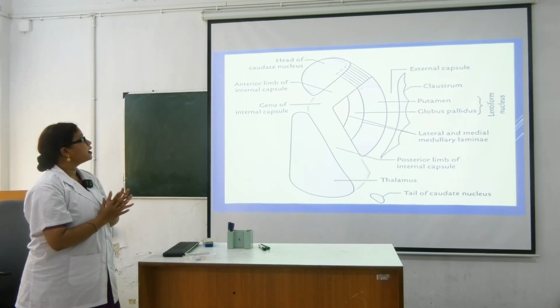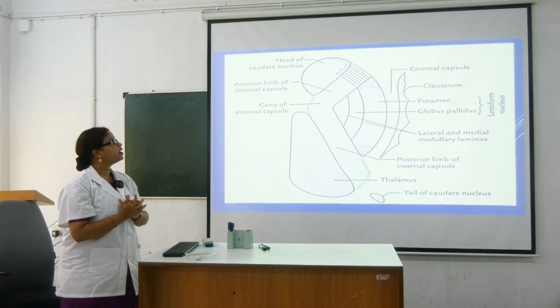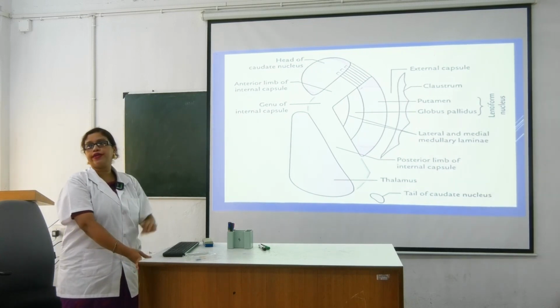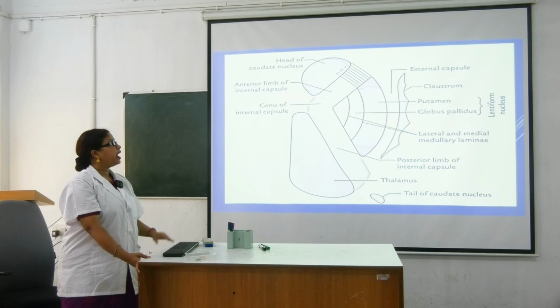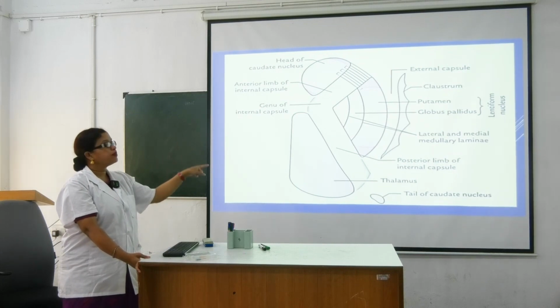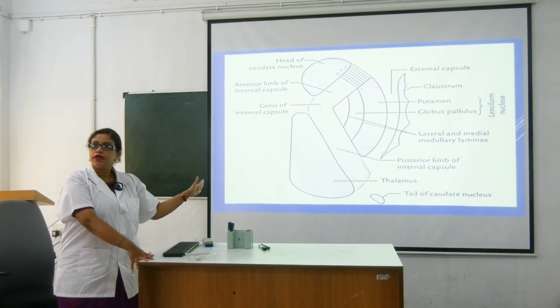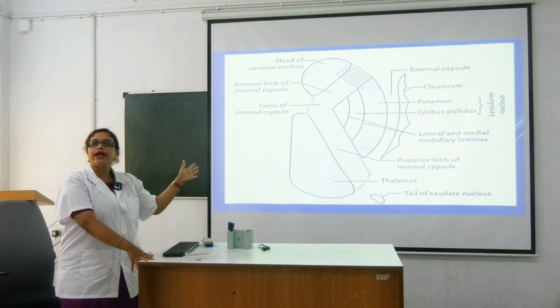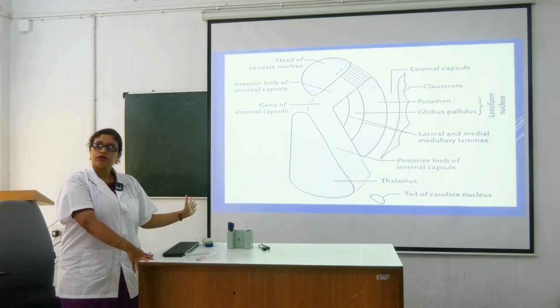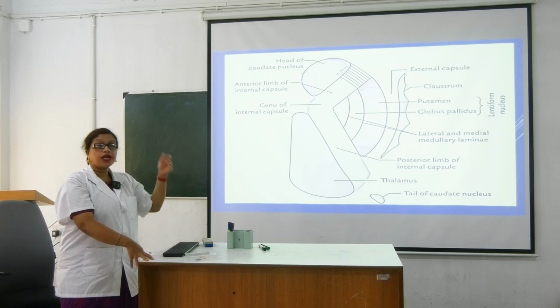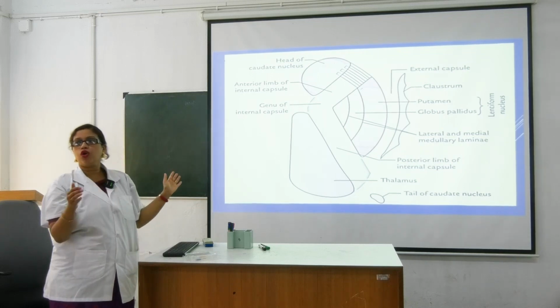Internal capsule, which one is the anterior limb? It would be towards the caudate nucleus. And if you see the posterior limb, it is towards the thalamus, right? It is fully occupied laterally by the thalamus. So the posterior limb is more elongated, more long.